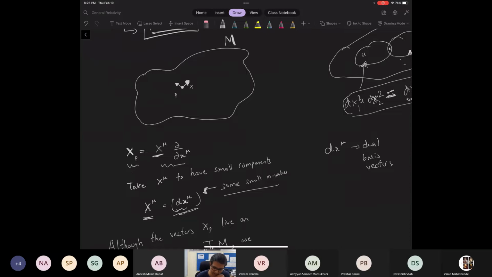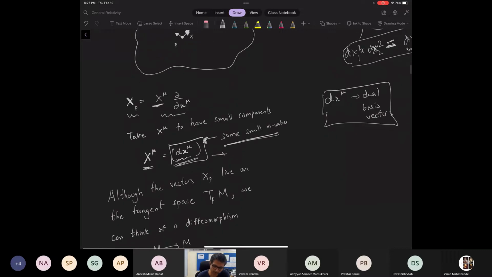What I'm using here is the usual sense of thinking about dx^μ as a small change in coordinate. At the moment, again, we've not made that comparison, but this symbol is different from the dx^μ symbol that we're using for dual basis vectors. All of these ideas are related, but we've not shown the relation yet. So for the moment, just think of this as something separate. I've just rewritten this x^μ as some small dx^μ. The coefficient of this vector is some small number.